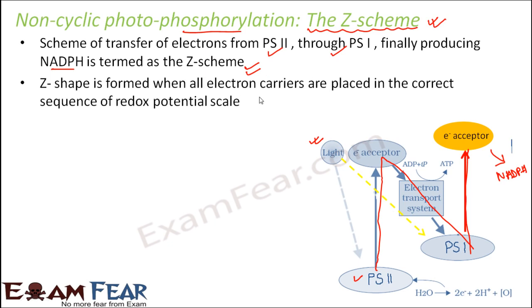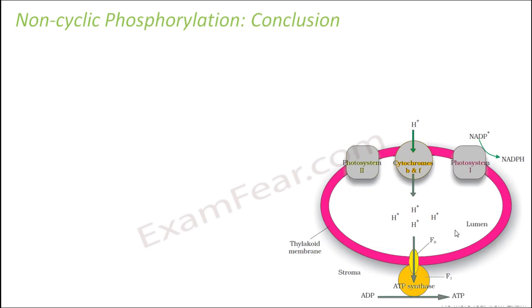So as I said, the Z shape is formed when all electron carriers are placed in the correct sequence of redox potential scale. That is another important thing. You will get this shape only when you put all the electron carriers according to their potential scale, that is, higher potential should be at the top, lower potential at the bottom. Only then the electron will move like this, because the electron is moving down the potential scale. So if the electron carriers are in the right order, only then you will get it in this shape.